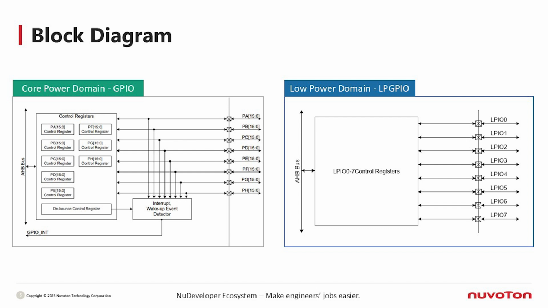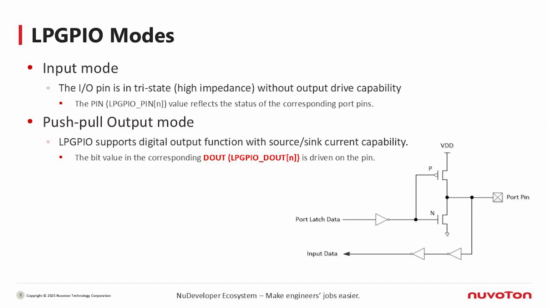In the core power domain, the GPIO ports range from PA to PH with 16 pins per port. Each pin supports interrupt wake-up and debounce functions. In contrast, the low-power GPIO has only 8 pins. Since it is designed for operation in low-power modes, it does not support debounce or interrupt wake-up features. Let's emphasize once again, the low-power GPIO supports only high-impedance input and push-pull output modes.